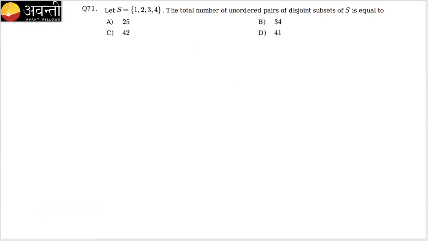Here you need to know the basic formula. This is the same formula type question. What was the formula? The formula is the number of unordered pairs of disjoint subsets is 3 raised to n plus 1 upon 2, where n is the number of elements. What is the number of elements here? We have here n equals to 4 elements.